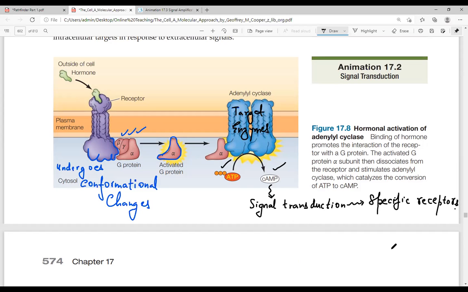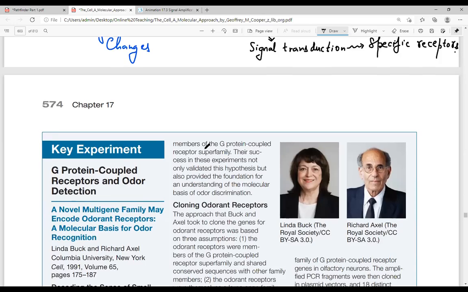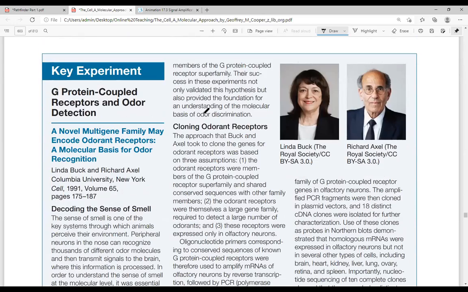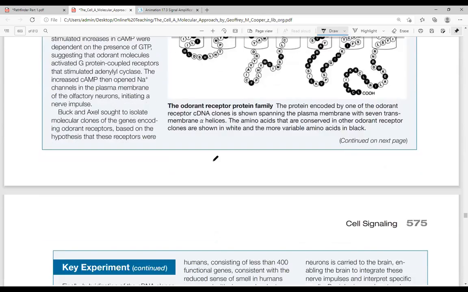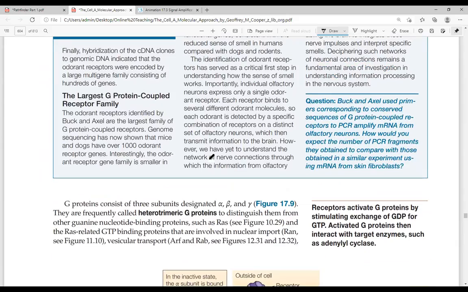There are specific receptors to which the signal will be transferred. How the signal will be transferred, that we are going to look forward to. This is how the GPCR has been discovered. These things are never asked, but this one was perhaps the most important discovery.